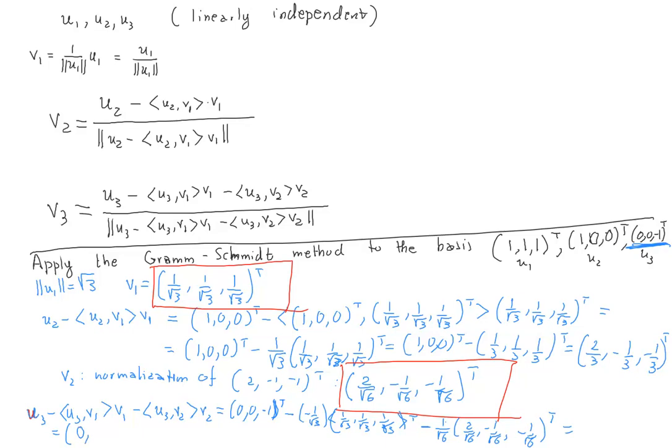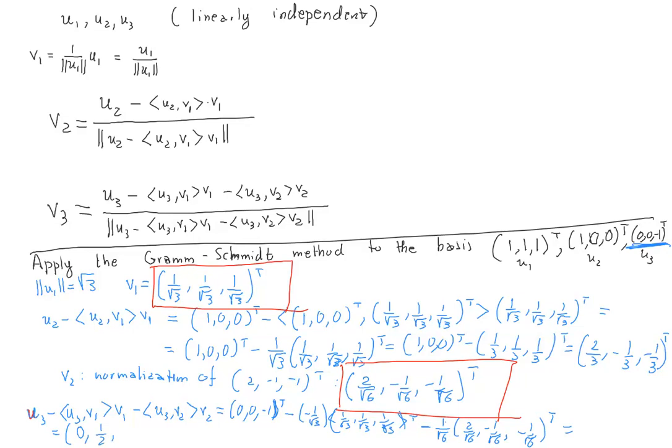Then on the second one, you have again 1/3 plus 1/6. 1/3 plus 1/6 is 2/6 plus 1/6, which is 1/2.